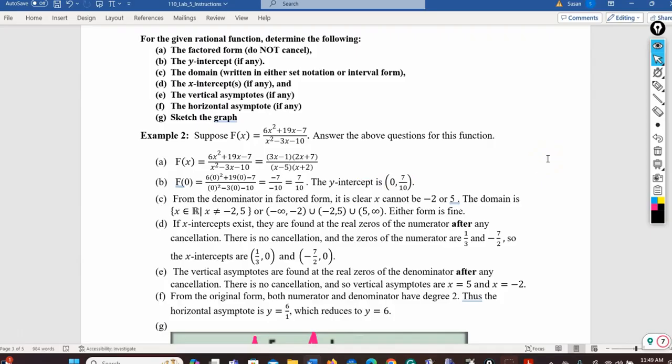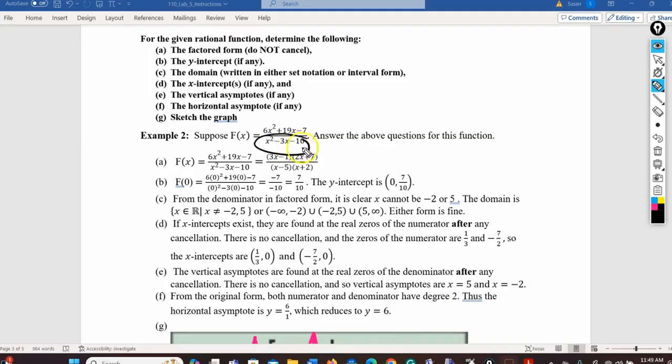Okay, so again, what we're going to have to do here with this one, we're going to need, to get it into factored form, you're going to have to factor the numerator and the denominator separately. Okay, so with this one, the denominator is the easier one to factor.